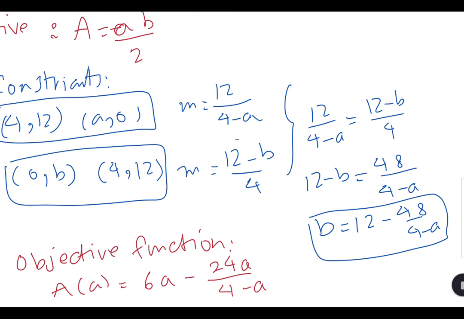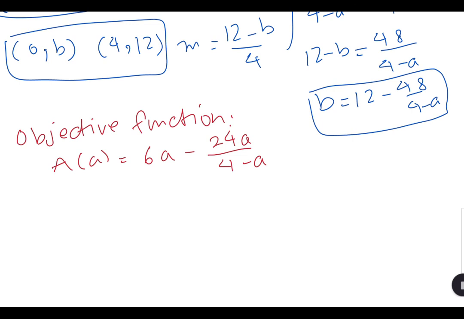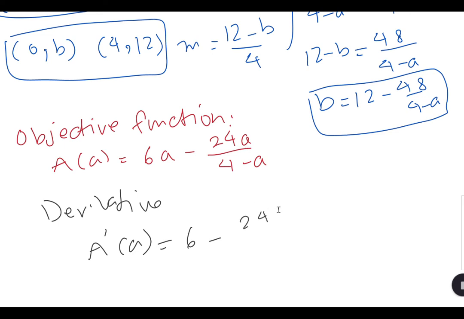Now, my friends, it's time to take the derivative and do the calculus. So far what I did is the area of the triangle in terms of A. Now I'm taking the derivative, and that's A prime of A equal to, with respect to A, 6 minus the derivative of the top times the bottom, so that's 24 times (4 minus A), that's low d high minus high d low.